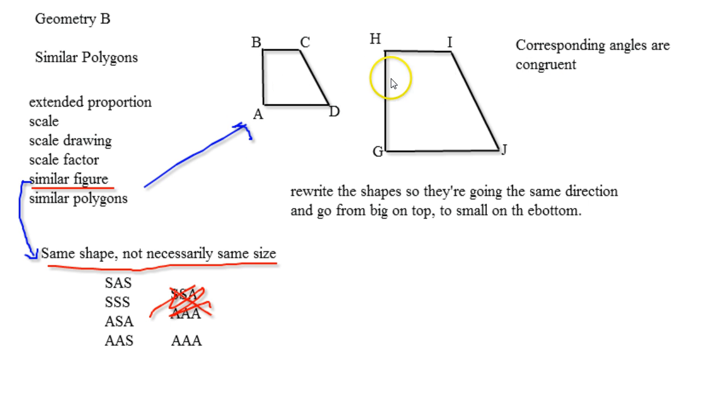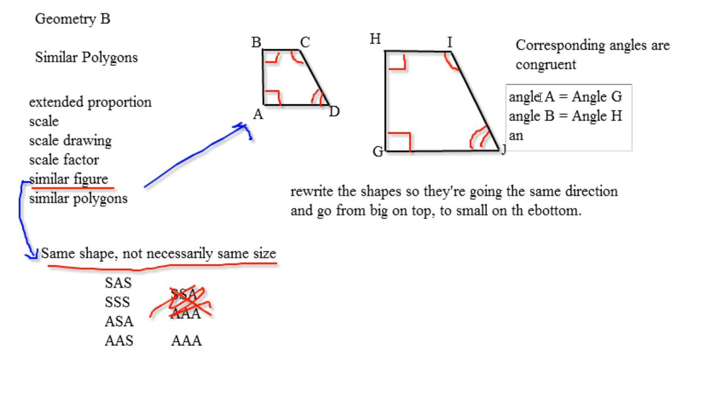Now, if you notice, this isn't technically an AAA problem because there are four angles. In this one, angle B corresponds with angle H, angle G corresponds with angle A, angle C with angle I, and angle J corresponds with angle D. Here are some statements I can say. Angle A is equal to angle G. Angle B is equal to angle H. Angle C is equal to angle I. And angle D is equal to angle J. You can say those statements as long as you note that these two are similar.